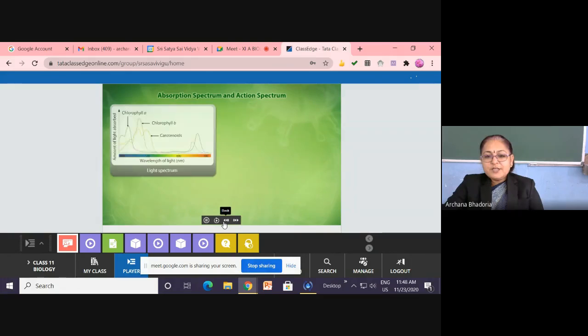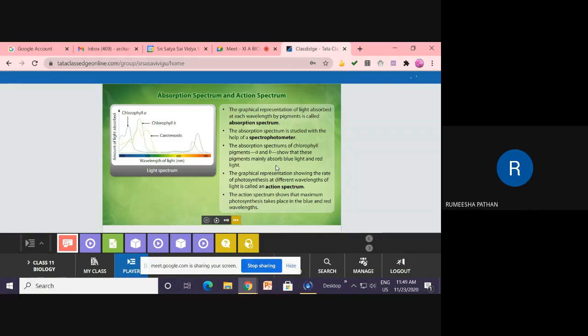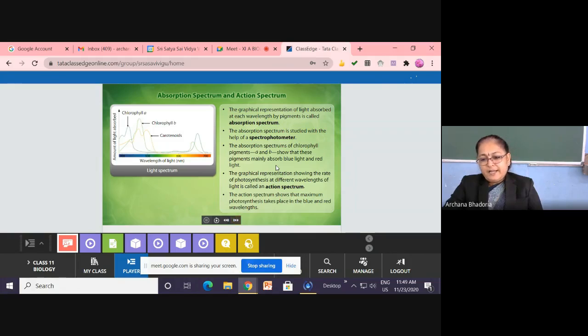Now try to see here the absorption spectrum. The graph shows which wavelength of light chlorophyll A will absorb, and then chlorophyll B. The absorption spectrum of chlorophyll pigments A and B shows that these pigments mainly absorb blue light and red light. So write it everywhere that chlorophyll A and B absorb blue light and red light maximum. Blue and red light.